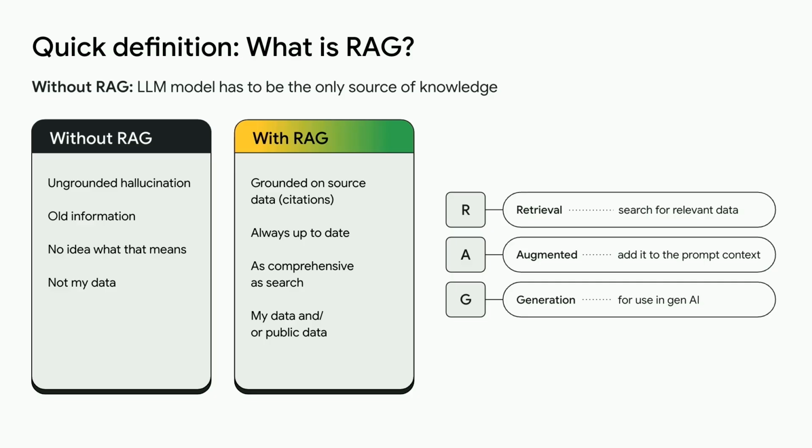But with a RAG system, the model is grounded on source data, so we can have citations for what we're asking about. The information can always be up to date if you keep your indexes up to date, and it can be about as comprehensive as a search system. And the data can be either your public data or data that's specific to your use case.